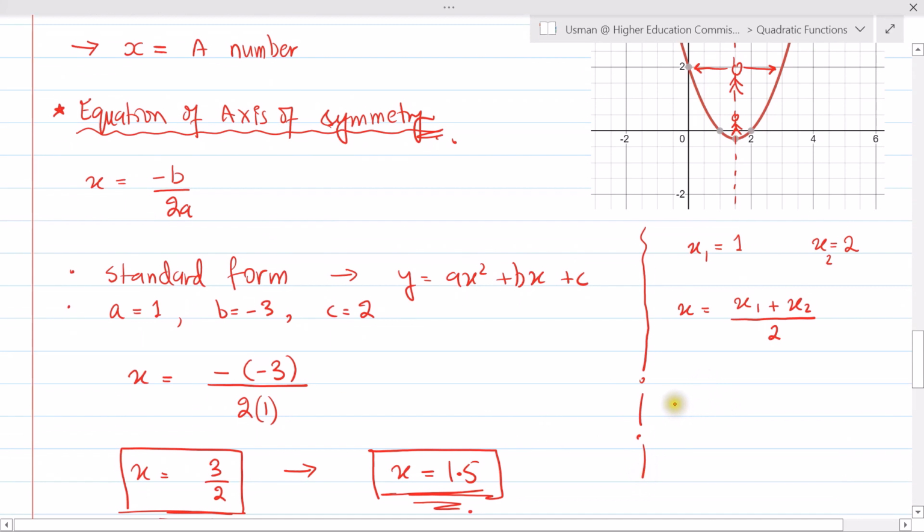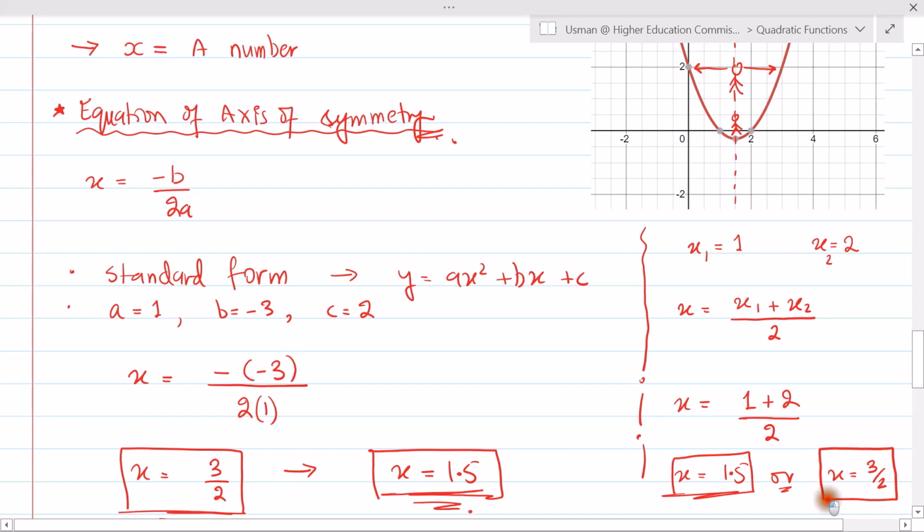So I am going to plug in the x-intercepts in this formula, which is going to be 1 plus 2 over 2. This also gives us an answer of 1.5, which can also be written as the fraction 3 over 2. And this is how you find the equation of axis of symmetry for any equation, whether it is in the standard form, the intercept form, or the vertex form, provided that you know the x-intercepts. It's very important that you already know them.